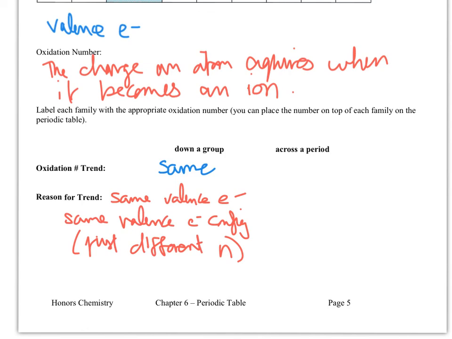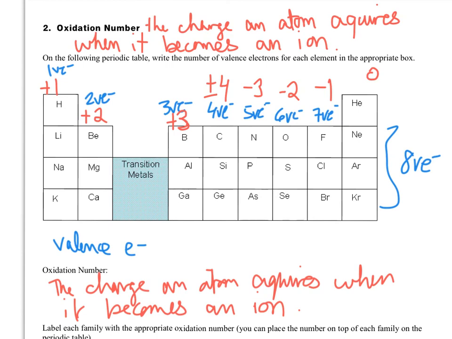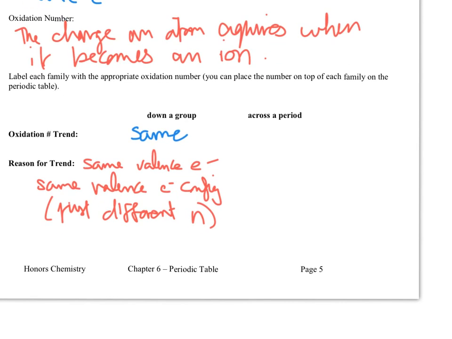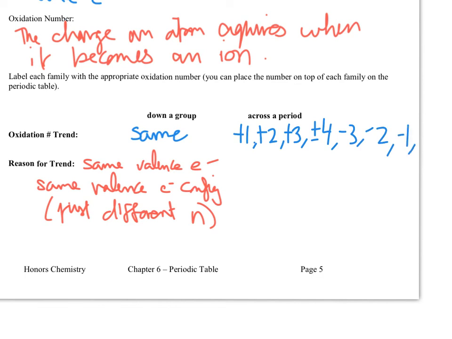As we go across, let's take a look. So, let's take a look at the second period, for example. So you go +1, +2, +3, +4, -4, -3, -2, -1, and 0. So that's our trend. As you go across any period, that is the trend. So let's write down the trend and then talk about why. So the trend is that it goes from +1 to +2, +3, plus or -4, -3, -2, -1, and 0.